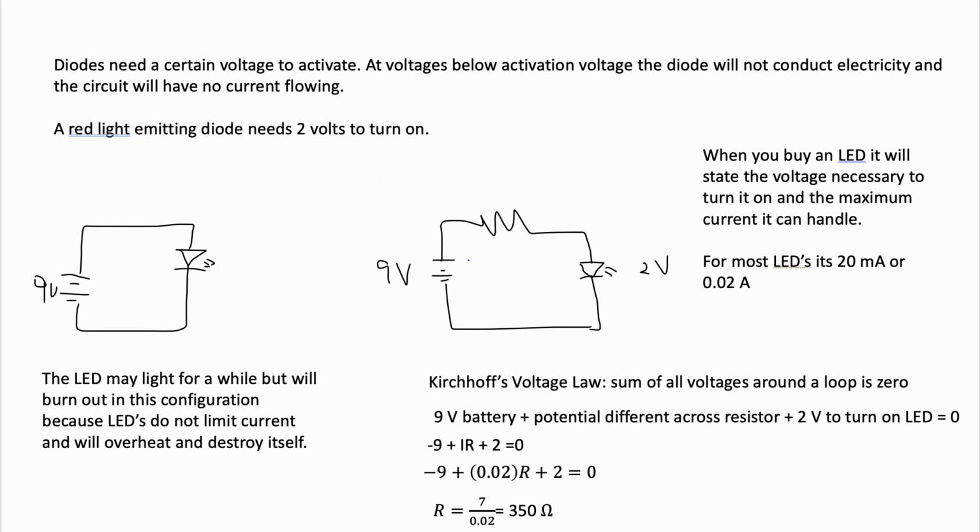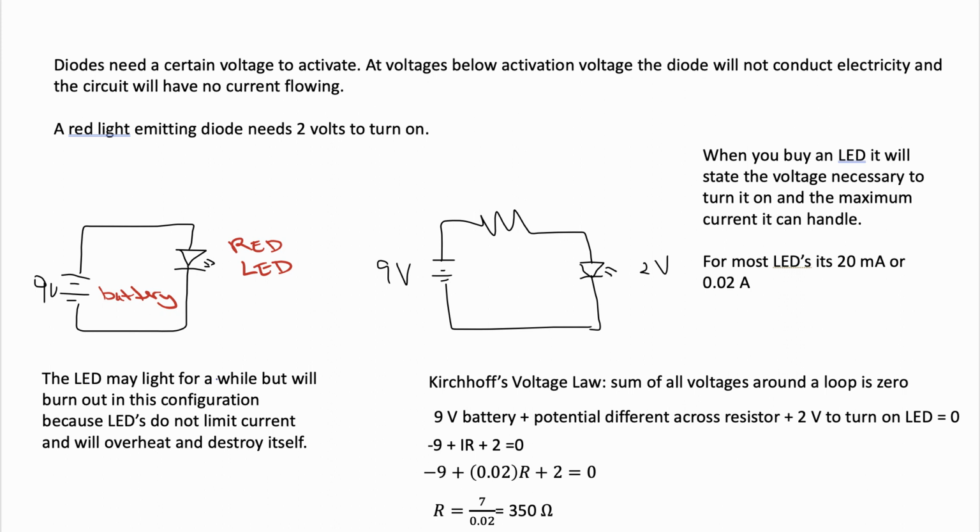So on this page, I say a diode needs a certain voltage to activate. At voltages below activation voltage, the diode will not conduct electricity, and the circuit will have no flowing current. And so for a red light emitting diode, it needs 2 volts to turn on. So here I've shown a simple circuit. Again, we could have like a 9-volt battery right here, and say a red light emitting diode.